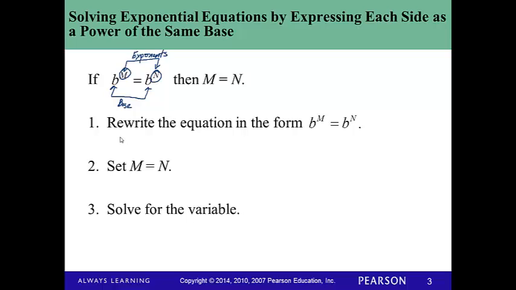So the first thing you want to do is rewrite the equation in the form b raised to the m power equals b raised to the nth power. Basically, you want to rewrite it so you have the same base. Then you want to set m equal to n and solve for your variable.